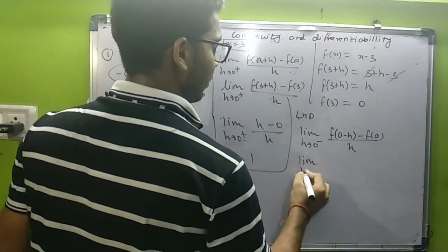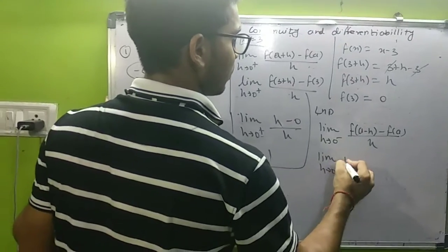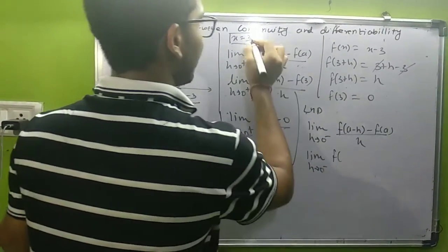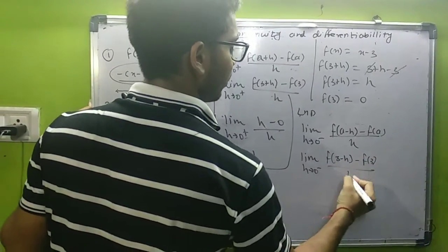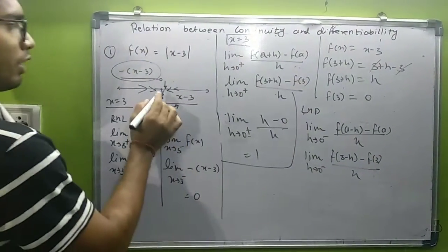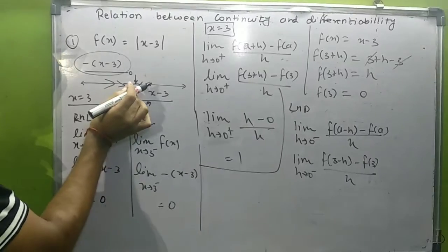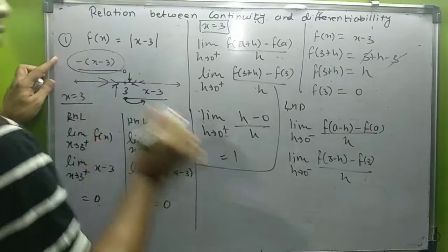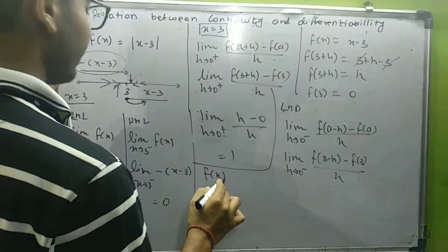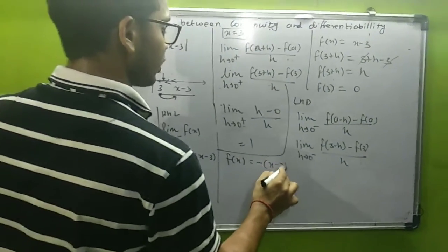That means limit h tends to 0 minus f of a की वैल्यू कितनी यहाँ पे 3. So this is going to be 3 minus h f of 3 divided by h. Now see 3 is over here, if you subtract little bit in it, you are going to lie in this region and the function is, in this case function will be f of x is equal to minus x minus 3.